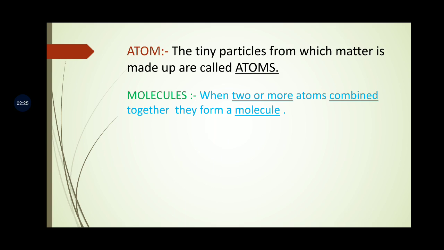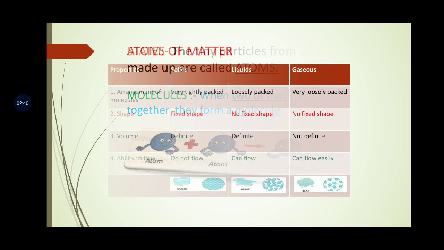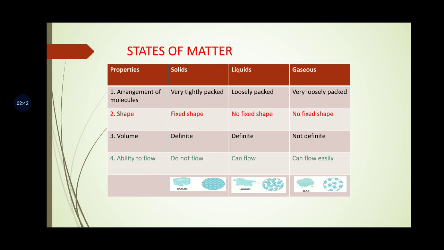As you can see in the picture, there are two single atoms, atom 1 and atom 2, and then they are combined, atom plus atom, and it becomes a molecule. Then states of matter. There are three states of matter, solid, liquid and gaseous. And here are four properties of these states of matter. We will discuss all of these one by one.